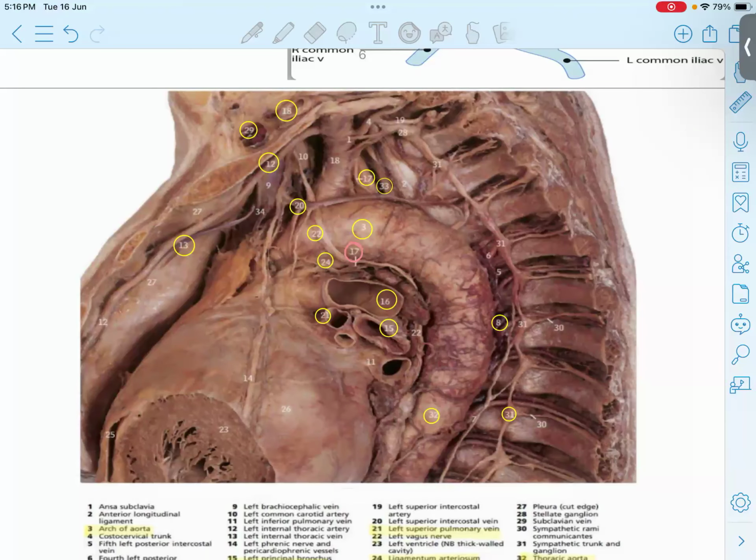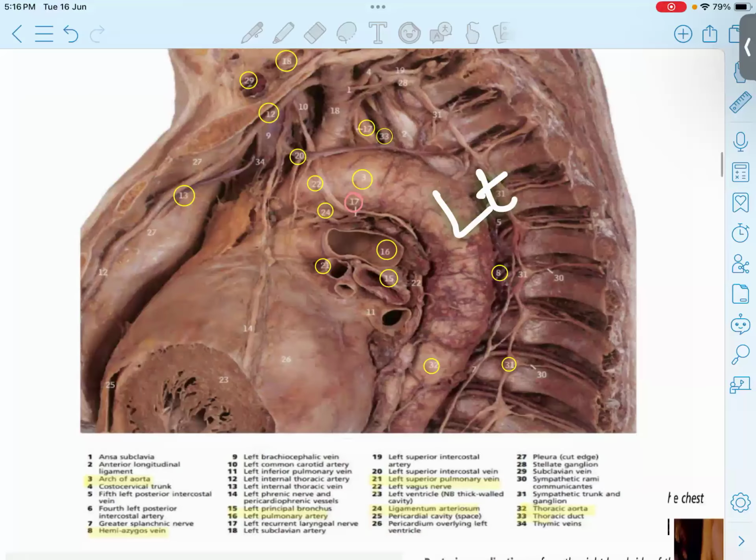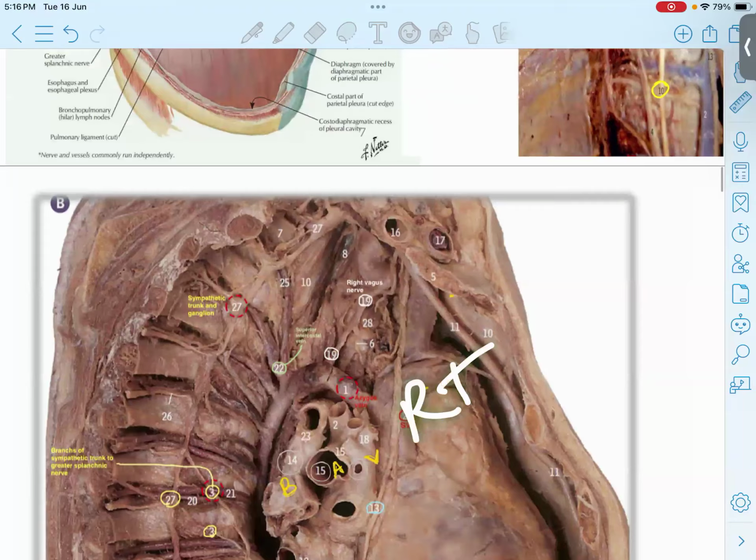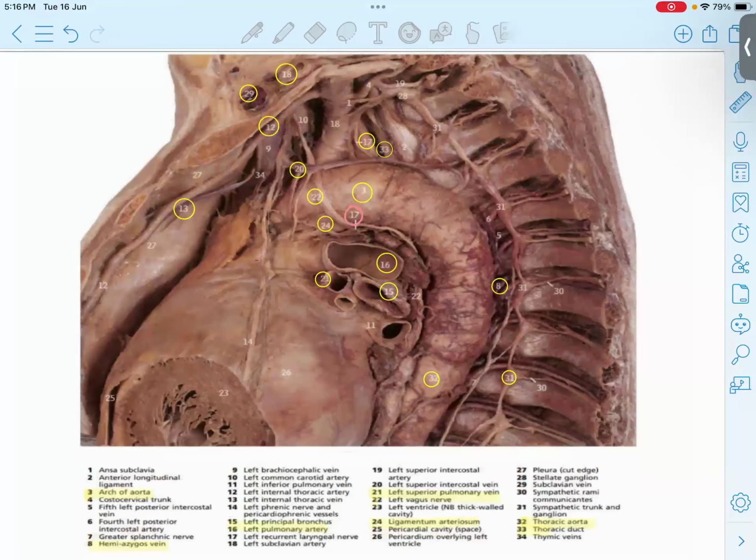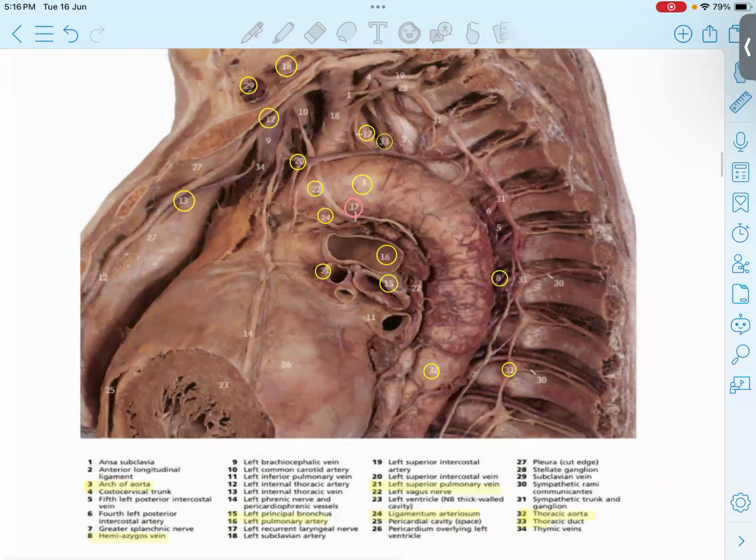If descending aorta or aorta, it will be left-sided. If azygos vein, it will be right-sided. This is the first thing you have to observe. Then come to the structures. So here, 3 is arch of aorta. Don't say just aorta, because if you say just aorta, then the examiner will ask you again which part, or ask you to be specific. It will give a negative impression. So try to answer completely. It is arch of aorta, and 32 is descending aorta.